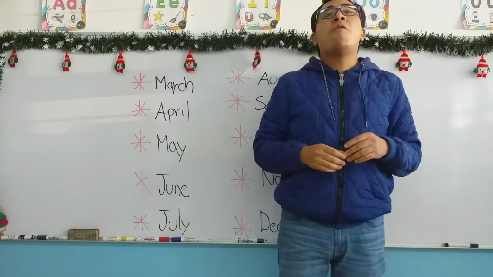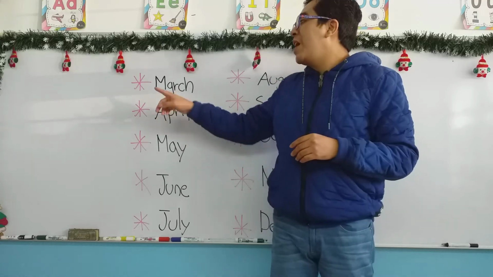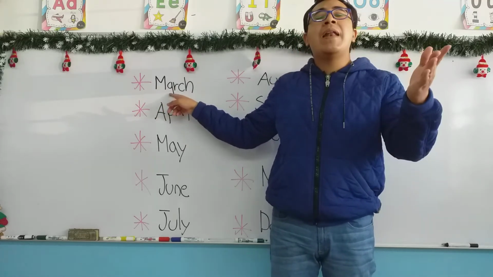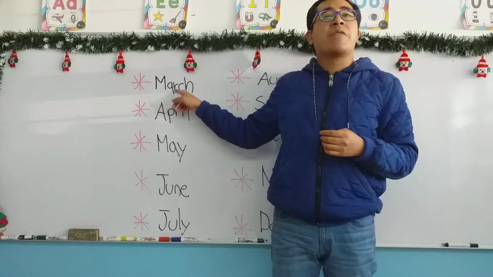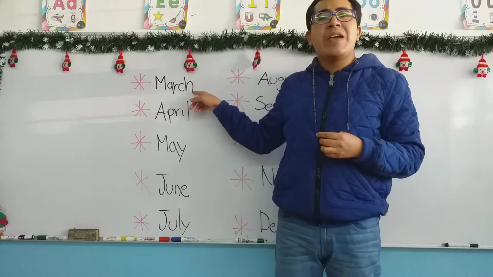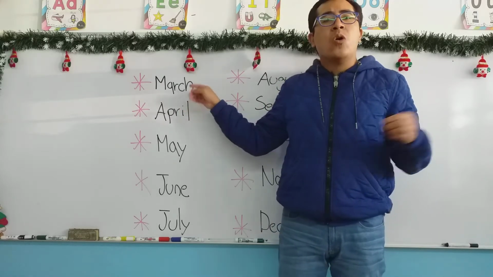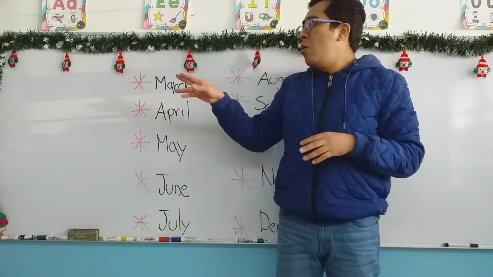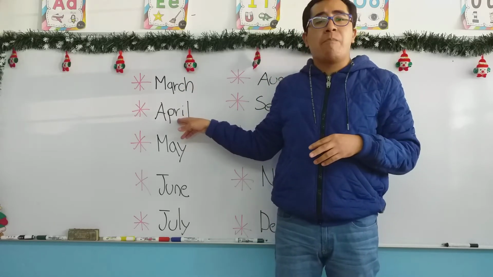So, for March, the letters we have capital M, letter A of Alan, letter R of Rodrigo, letter C of Camila, letter H of Hugo. Together, they conform the word March. Under March, we have April.